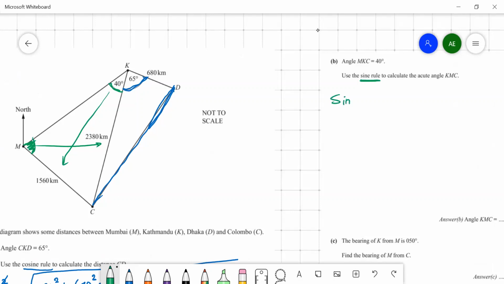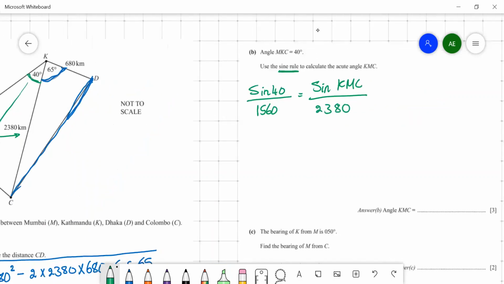Sine of the angle over the opposite side equals sine of the other angle, which is the missing one, KMC, over the opposite side, 2,780. Now we make sine KMC the subject of the formula: we multiply, and then we divide by 1,560.